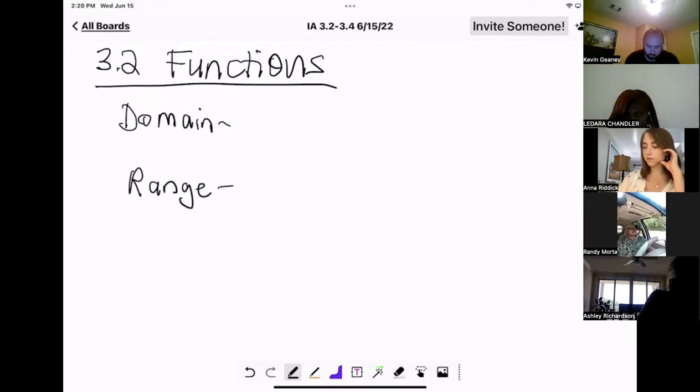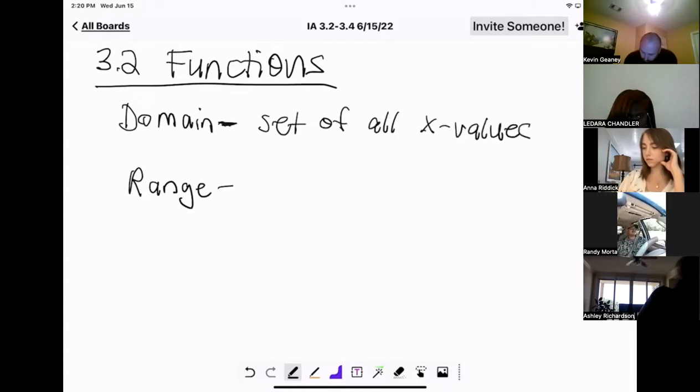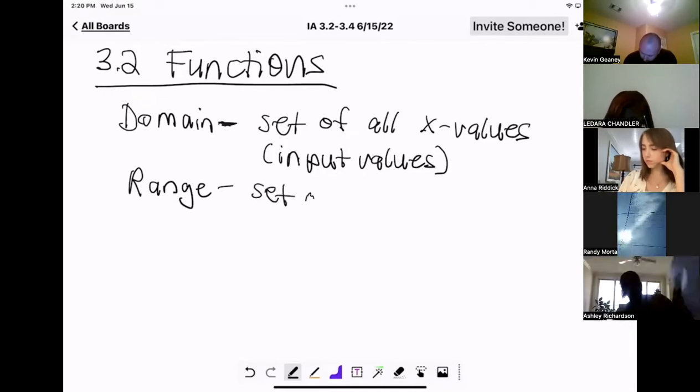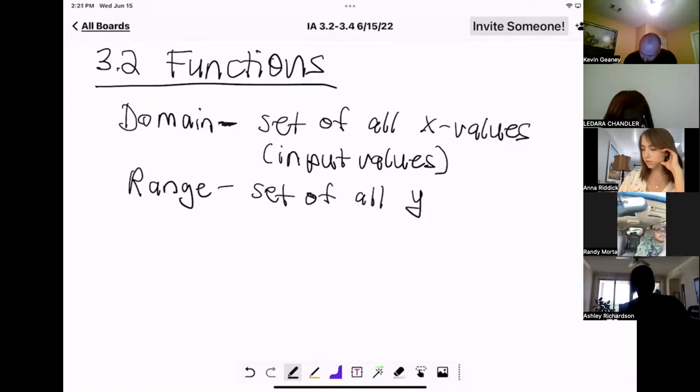I don't know if you've experienced domain and range yet, but domain is the set of all X values. They don't have to be X's, they can be any variable. So I'm going to put input values. If it's A, it'd be a set of all A values, or whatever you're putting into your equation. The range is a set of all Y values. But if you're not using Y, you want to think of it as the output values.